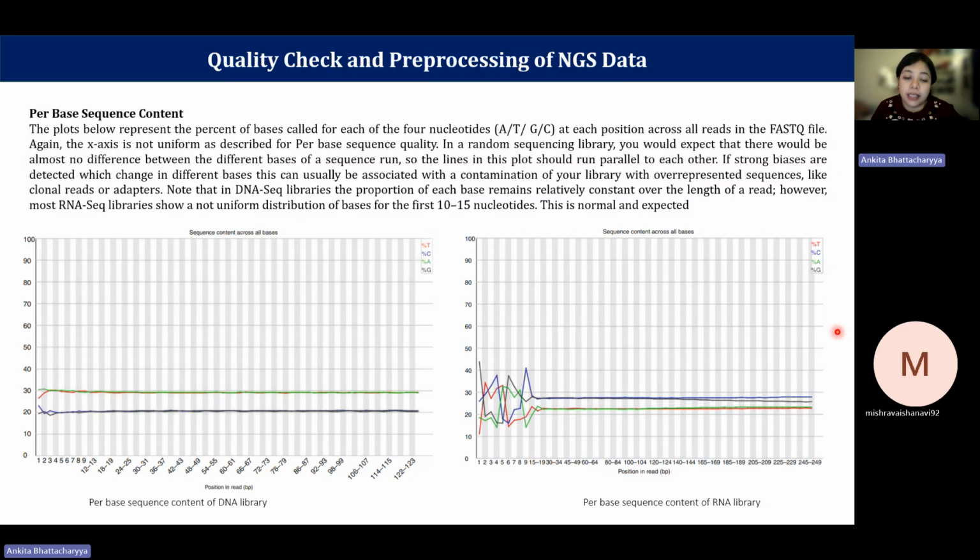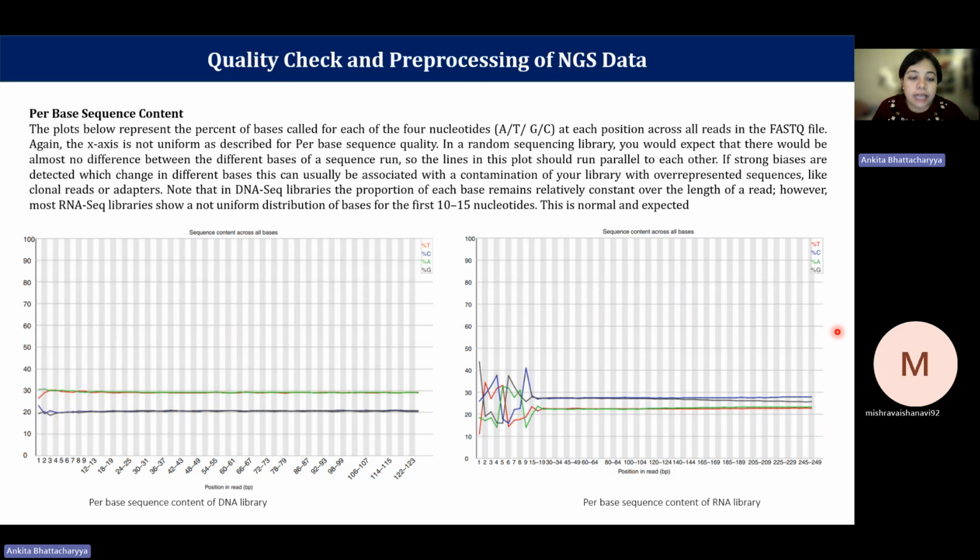But if there is a bias and if certain bases are overrepresented or excessively present in a particular sequencing reaction, that means the polymerase probably has not worked properly and has just randomly detected some incorrect bases.